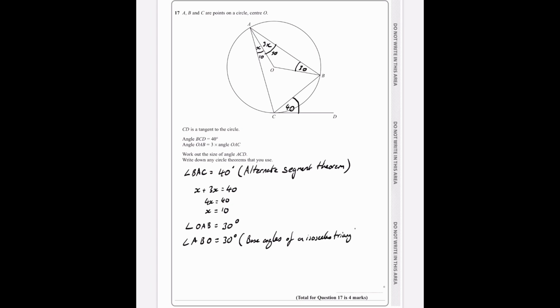Then to work out AOB, we need to add the two angles in our triangle together and subtract them from 180. So it would be 180 subtract the two 30s added together, which comes out as 120 degrees.